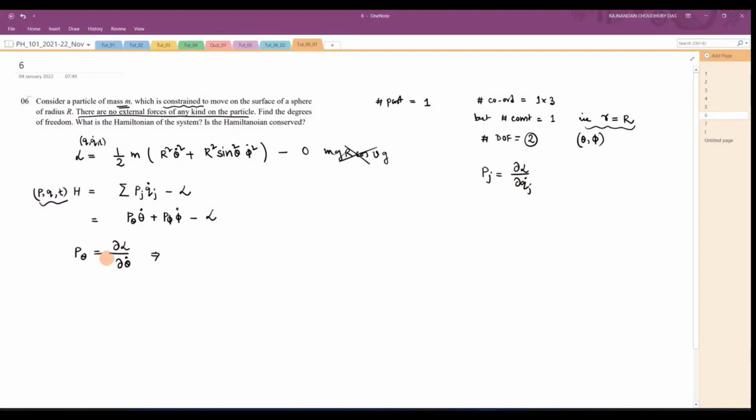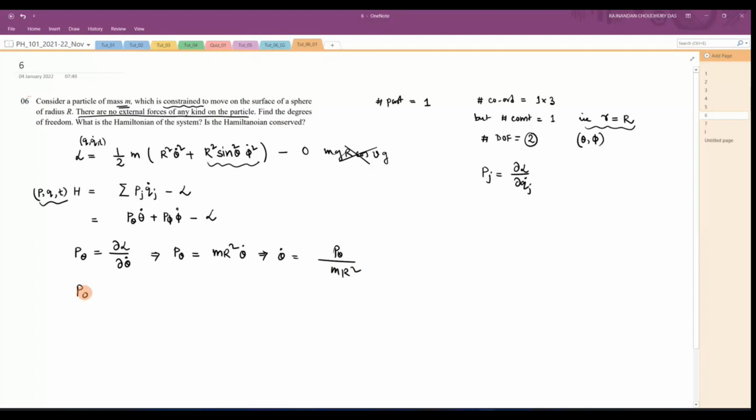Any generalized momentum Pj can be written as dL by dqj dot. So what will be your p theta then? Can anybody tell me? This part will not contribute, it is not having theta dot. Only this part will contribute. m r square theta dot, very good. From here we know that theta dot is nothing but p theta by m r square.